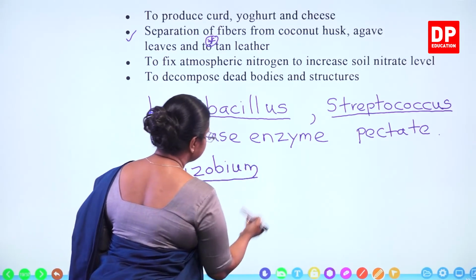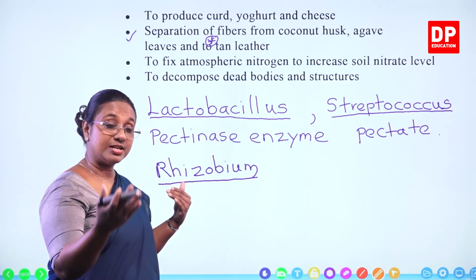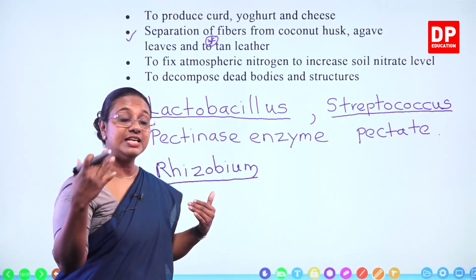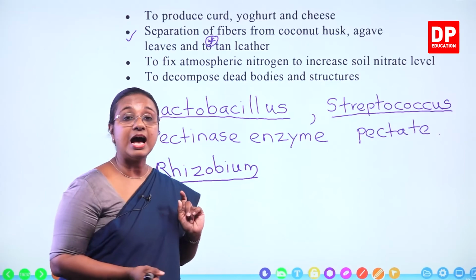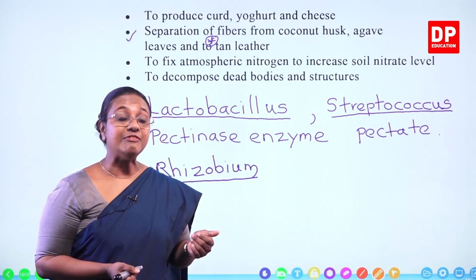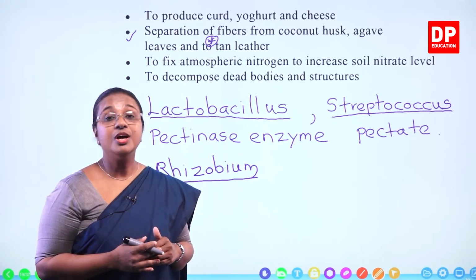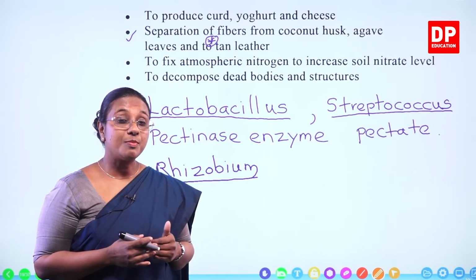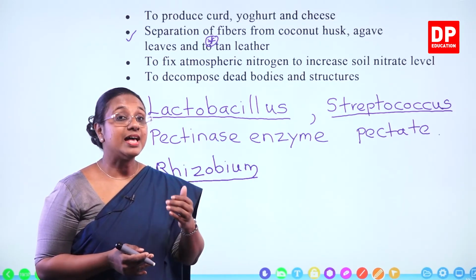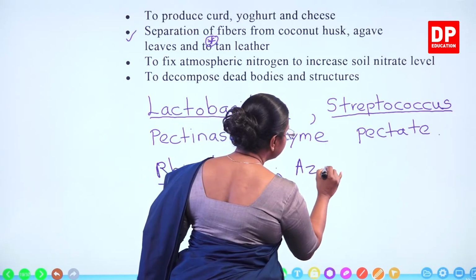Rhizobium bacteria. Again, students, this is a scientific name, so I'll be underlining it. If it's printed, you can look at your textbook, it is in italics. Here it is underlined. Then there is the free-living bacteria that also converts atmospheric nitrogen to forms that can be absorbed by the plant. What is that? Azotobacter. You can remember that as well.